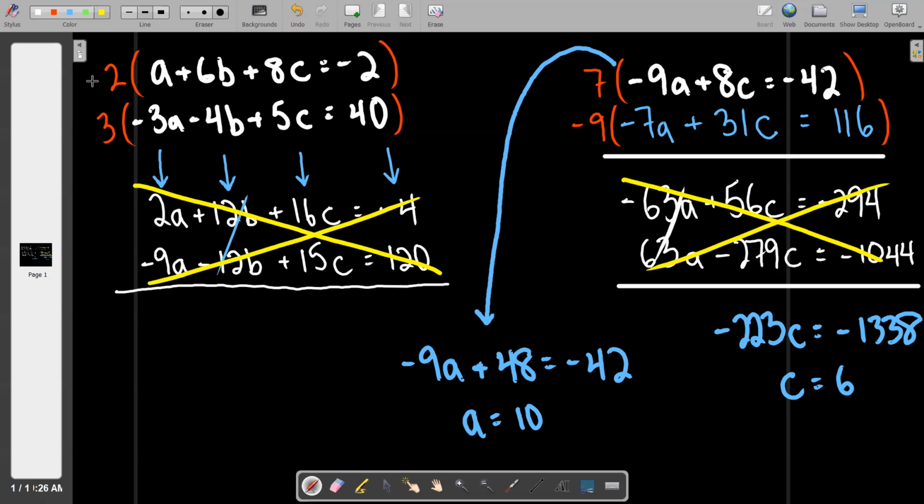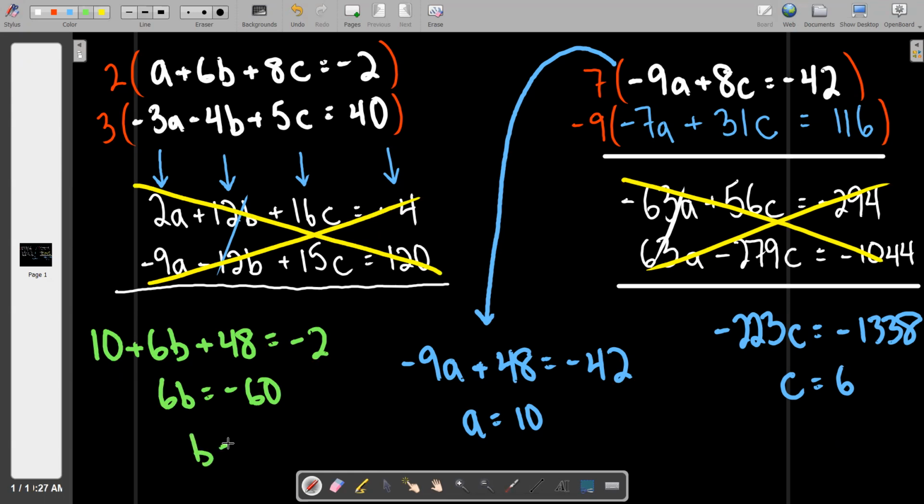I'll write this in green for you. It says A plus 6B plus 8 times C equals -2. So I'm doing a little bit of fourth grade math as I go, little multiplication times table stuff. I'm going to add my 10 and my 48 together to get 58, and then I'm going to subtract 58 from both sides, which is going to give me 6B equals -60. And then I'm going to divide both sides by 6, which is going to give me B equals -10.